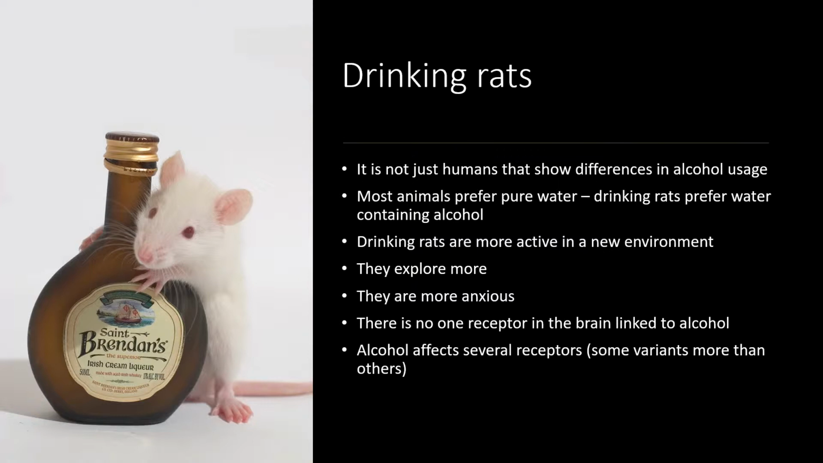Further evidence of genetics as a factor in alcoholism comes from the drinking rats. One strain of rats has a propensity to drink. So it's not just humans that show difference in alcohol usage. Most animals would prefer pure water, but drinking rats prefer water containing alcohol.